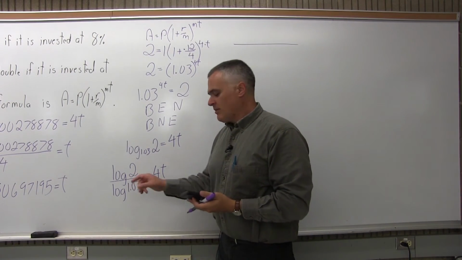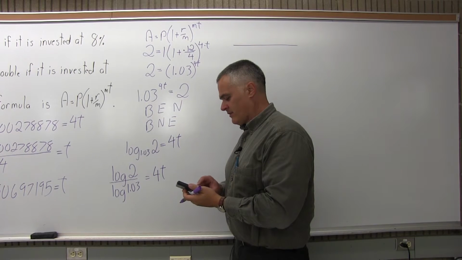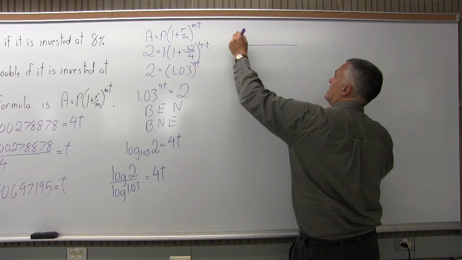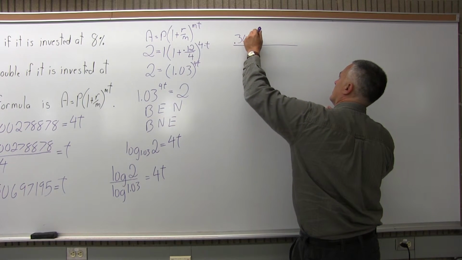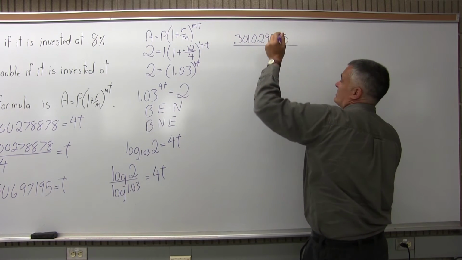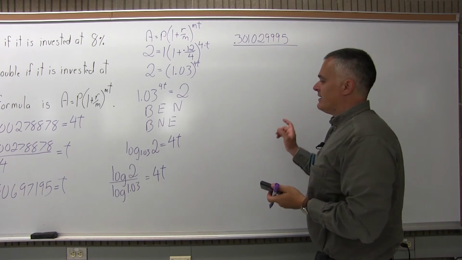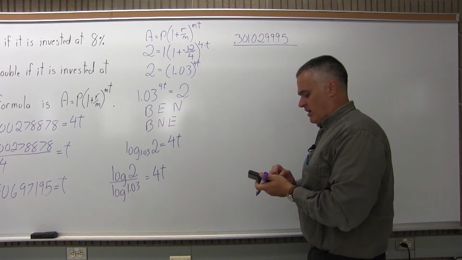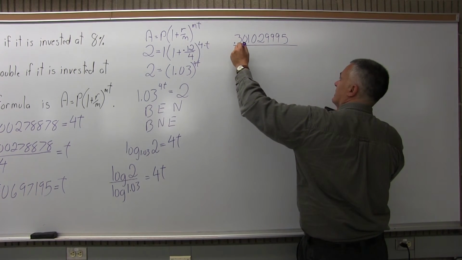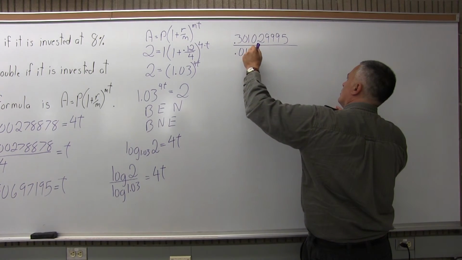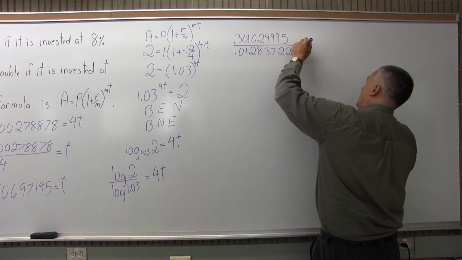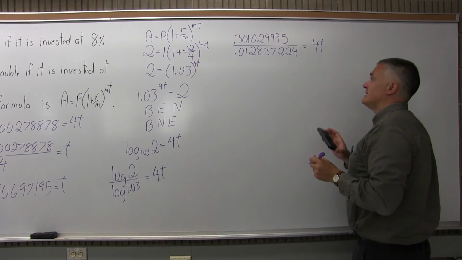So in the numerator, common log of 2, the calculator will figure out very quickly. It's something we've come up with a couple of times before. It's 0.3010299995. Actually, we used it in the first part of this problem. And in the denominator, we'll have the common log of 1.03, which again, the calculator will do very easily. It is 0.012837224. And again, remember, that's equal to 4 times t.